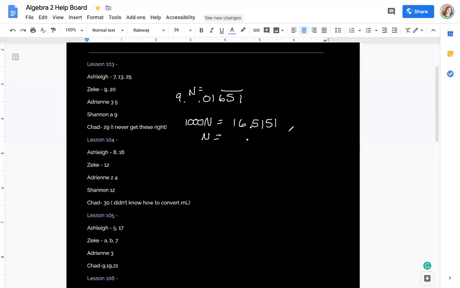Sorry, my family's talking. It's hard to concentrate. So we're going to do 0.01651, and you can see how it lines up then. So we're just going to subtract these, and then we're going to get 999n equals, and then you subtract it and divide both sides by 999. All right.